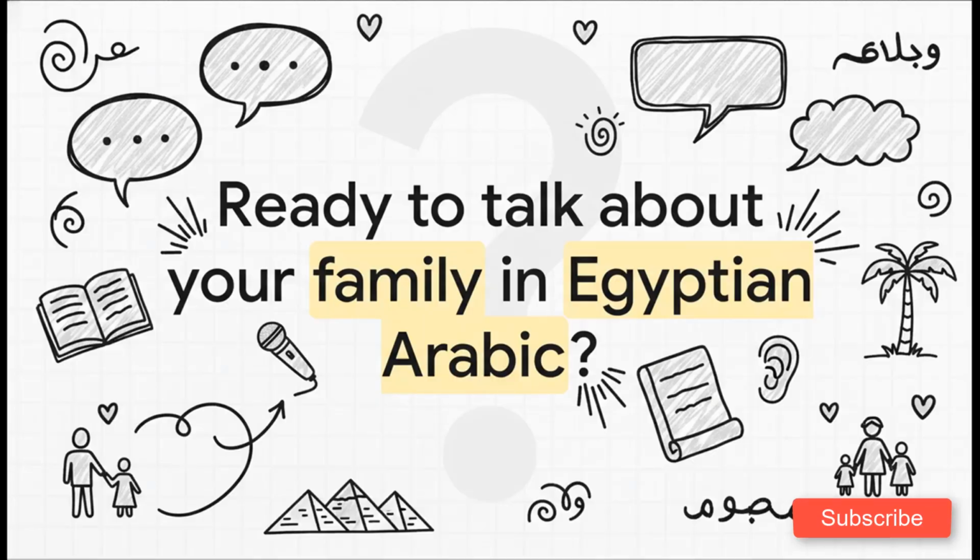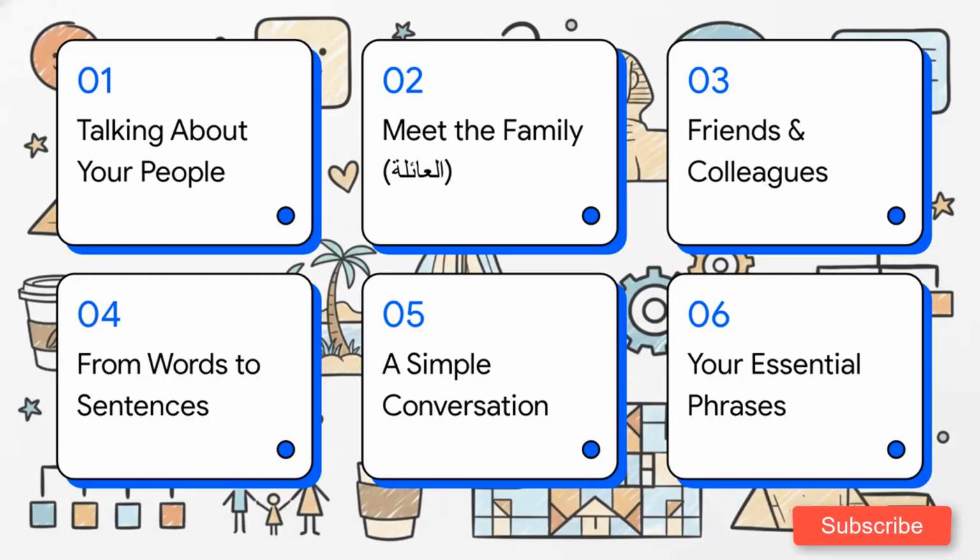Let's do this. So, here's our game plan. We're going to kick things off with the core words for family and friends. Then we'll learn how to string them together into actual sentences. After that, we'll see it all in action in a quick conversation. And finally, I'll leave you with the most crucial phrases to practice.